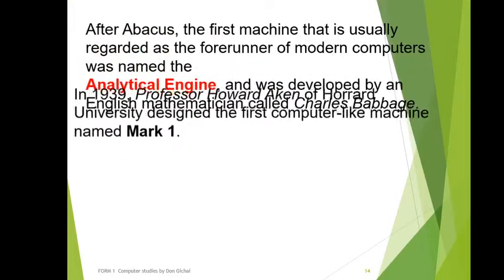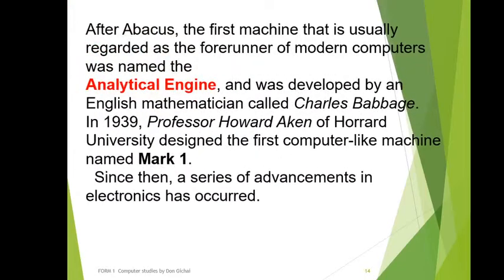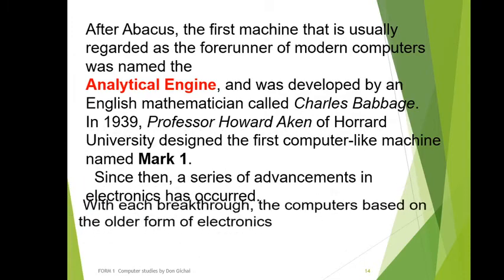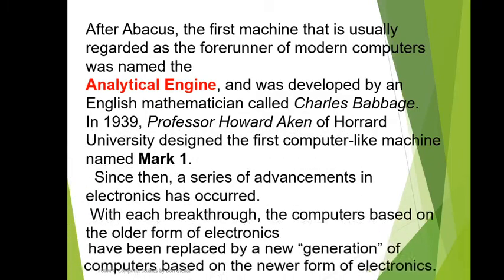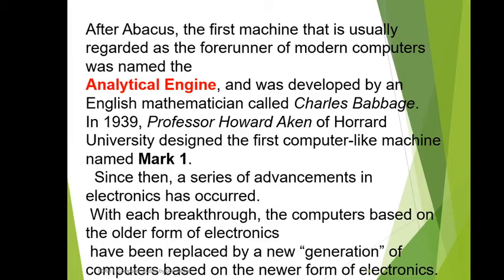Now, after the abacus, the first machine that is usually regarded as the forerunner of modern computers was named the Analytical Engine, and was developed by an English mathematician called Charles Babbage. In 1939, Professor Howard Aiken of Harvard University designed the first computer-like machine, named Mark I. Since then, a series of advancements in electronics has occurred. With each breakthrough, the computers based on the older forms of electronics have been replaced by a new generation of computers based on the new forms of electronics.